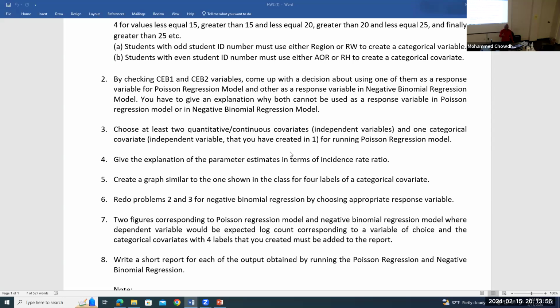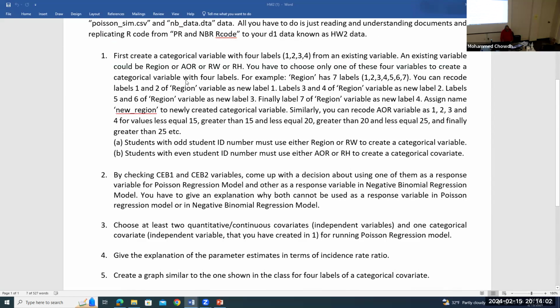And then you have to choose one categorical covariate with 4 levels that you have created in step 1. If someone uses just 3 variables, for example, if Shafali uses AOR, RH, and the variable she created in step 1, that is what she does for her work.